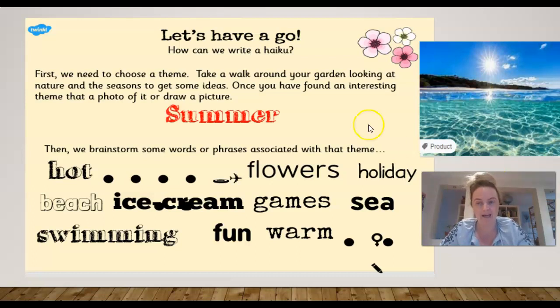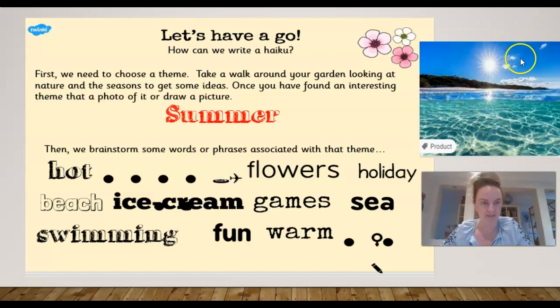Oh, I have made a mistake here. That should say take. Once you have found an interesting theme, I want you to either take a photo or draw a picture of your theme. So I know it is not summer. I cheated here. I went and got a photo of summer because I'm wishing that it was summer. Okay, but I want you to go outside and find a picture of something in your backyard or in your local area.